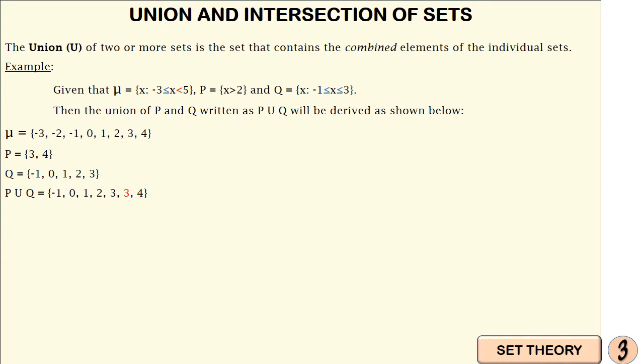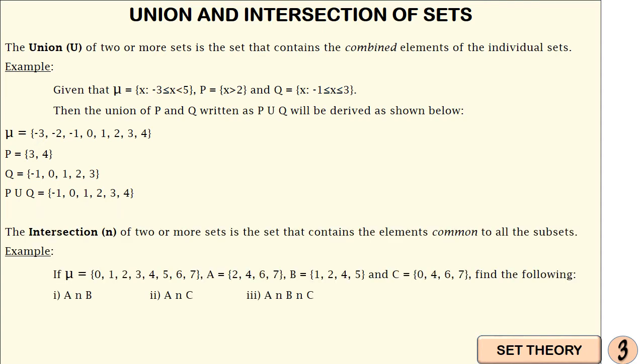Compare the inequality signs in Q and inequality signs in the universal set. Therefore, the union of P and Q, written as P ∪ Q, will be the set containing elements -1, 0, 1, 2, 3, 3 again, and 4. Notice that a set contains distinct elements. Therefore, the other 3 will be removed. P union Q is hence equal to {-1, 0, 1, 2, 3, 4}.